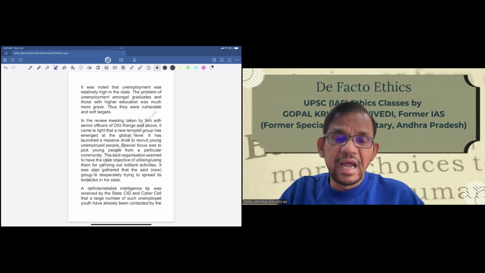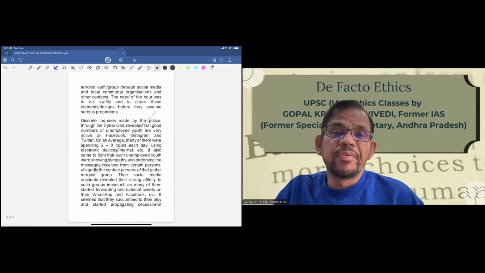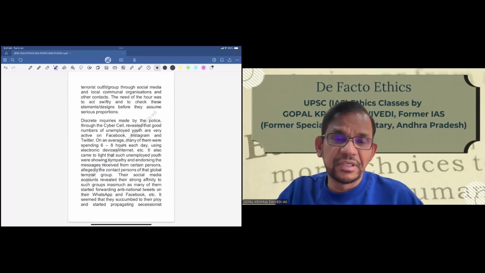A definite, reliable intelligence tip was received by the state CID and cyber cell that a large number of such unemployed youth have already been contacted by the terrorist outfit group through social media and other contacts. The need of the hour was to swiftly check these elements' designs before they assume serious proportions.